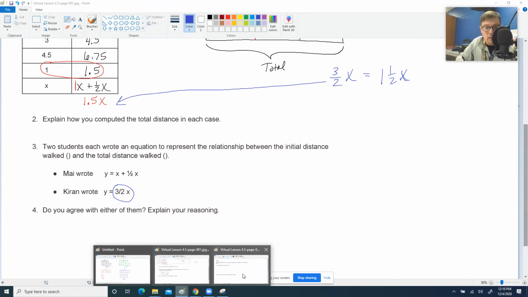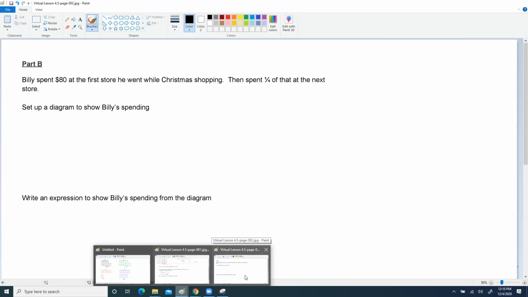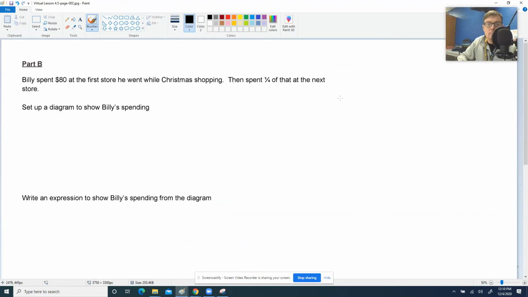Okay, so one more example and we're done for today. I know this one's kind of a little bit longer, but it has a lot to it. So let's look at part B of today's lesson. We're going to look at this problem. We're going to create a diagram and we're going to write an expression, and we're done. Okay, Billy spent $80 at his first store when he went Christmas shopping. Okay, $80 at the first store, and then he spent 1/4 of that at the next store.